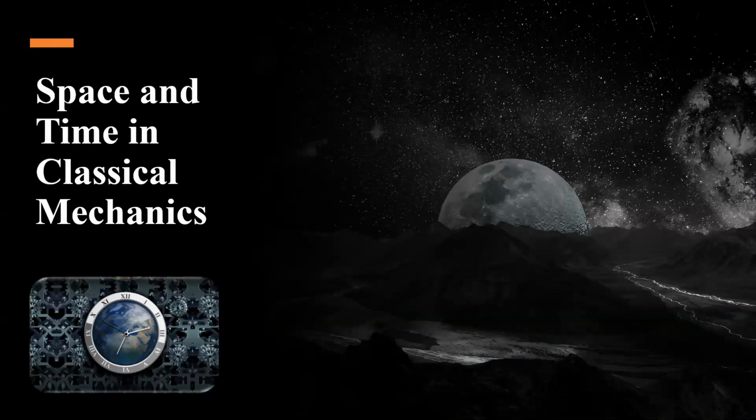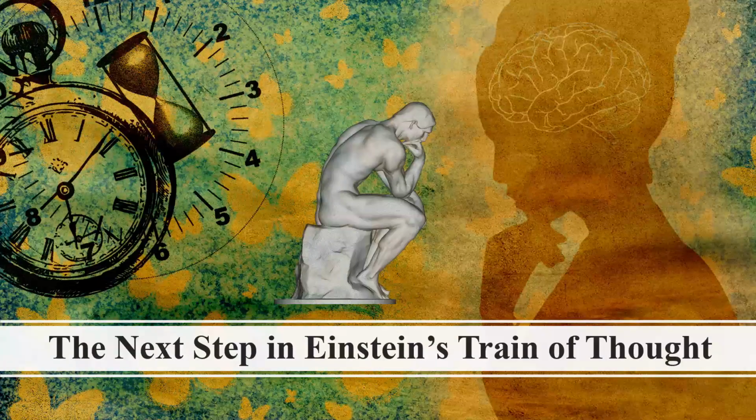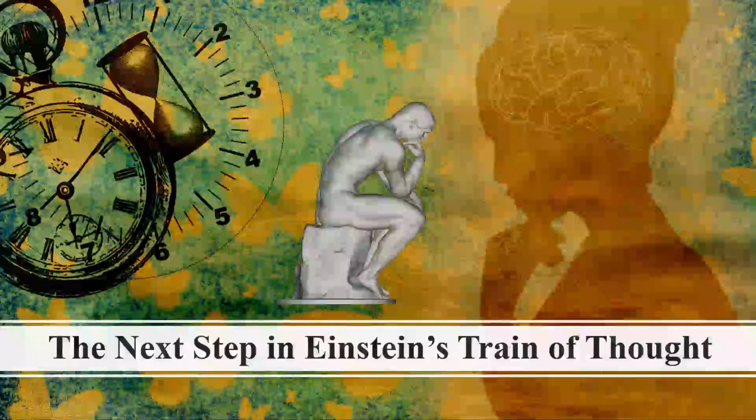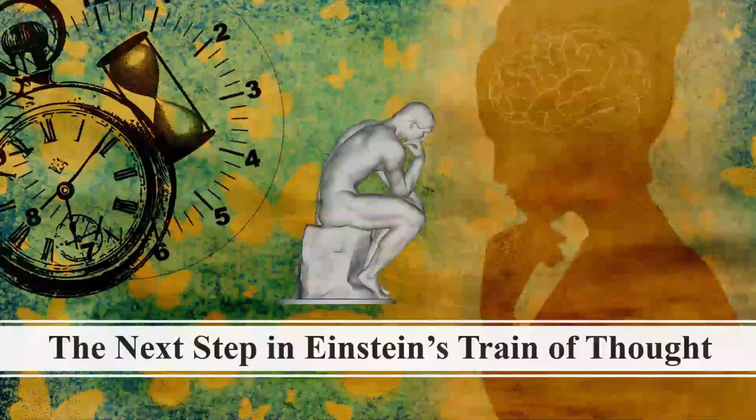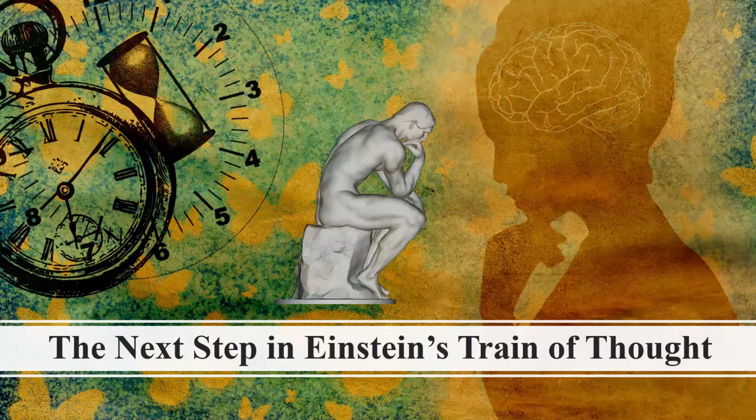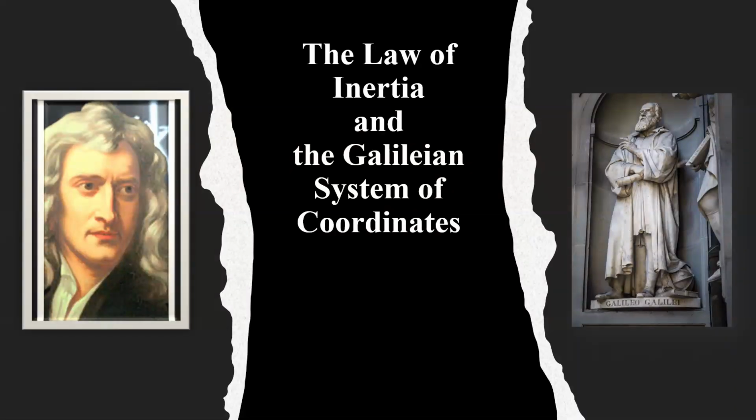That for now brings us to the end of Einstein's explanation of space and time in classical mechanics. He will have much more to say on these matters later. We now move to the next step in Einstein's train of thought and the last section of this video episode. Einstein introduces the law of inertia and the Galilean system of coordinates. This is a very short section in his book, but a very important one.